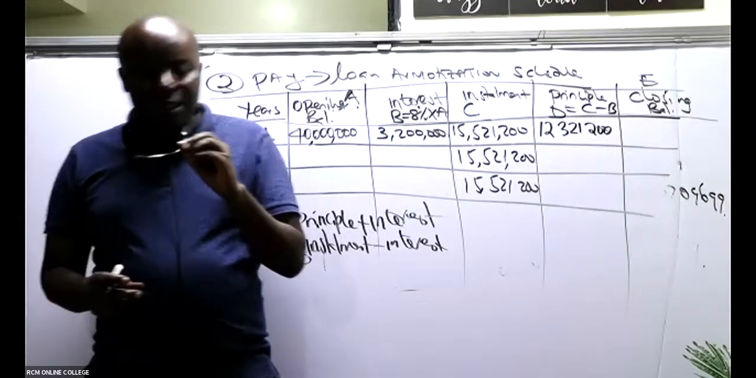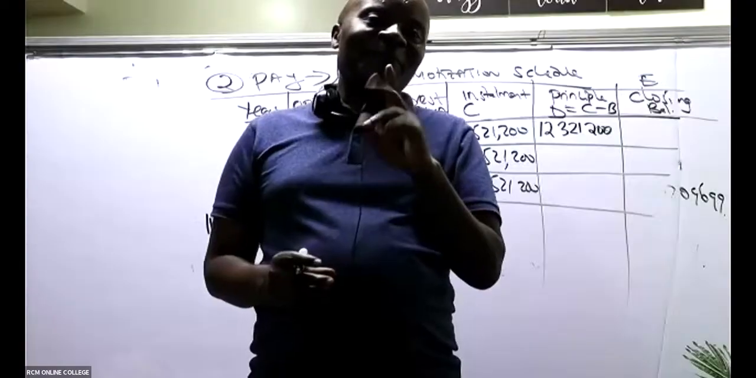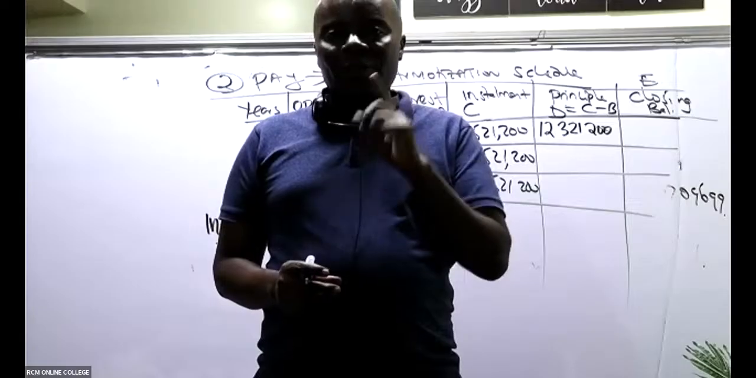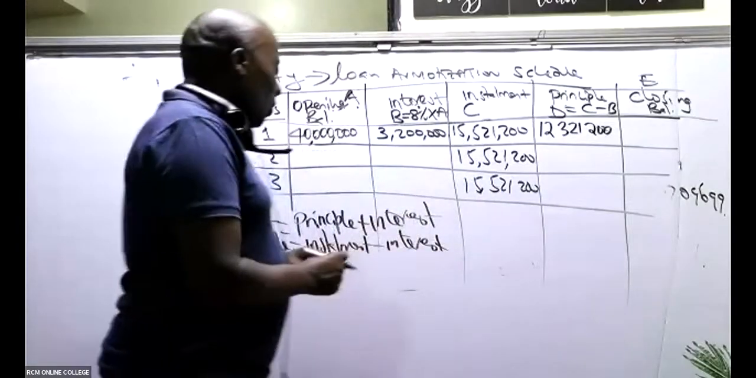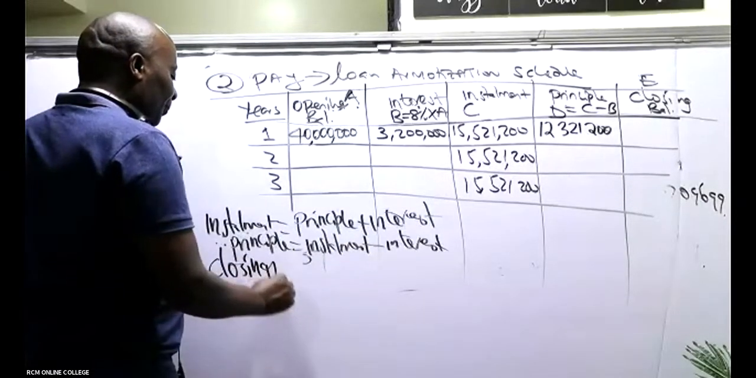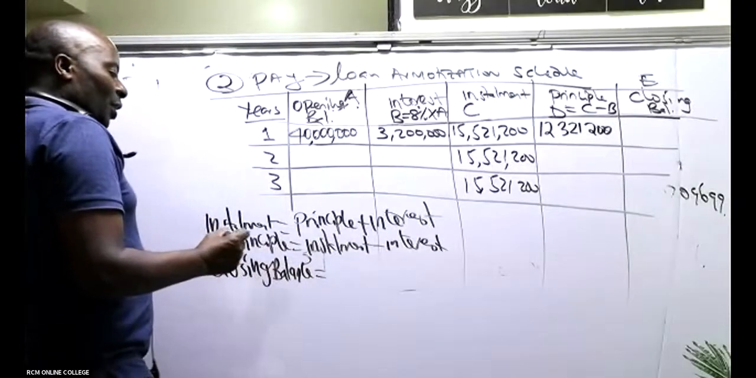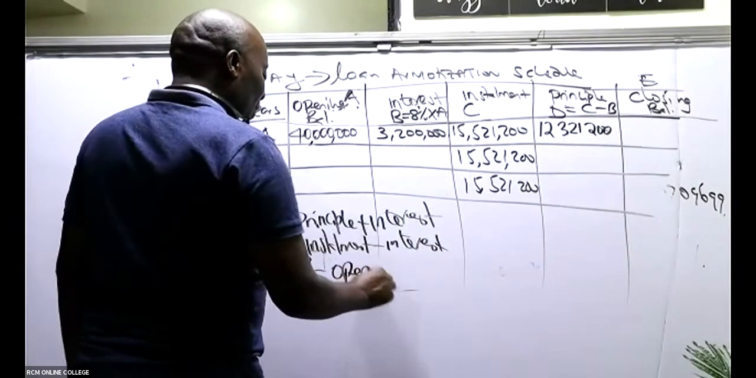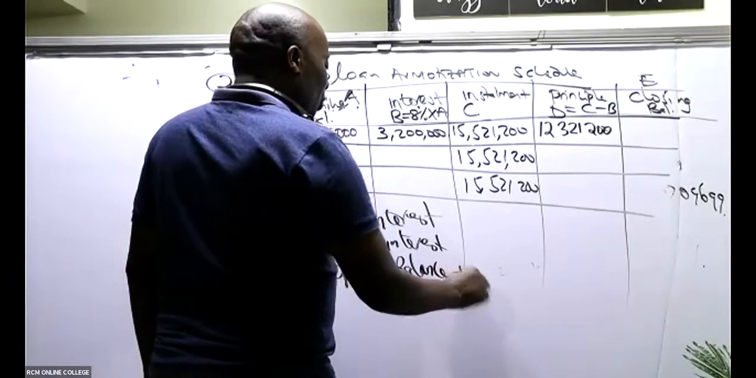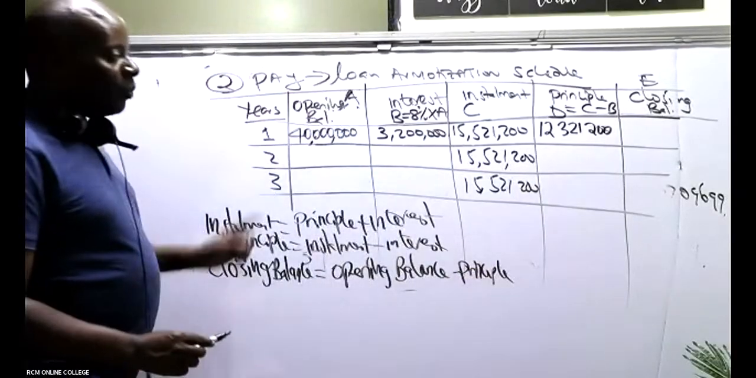Yeah, great. So in this case, remember, your balance can only be reduced by the principal payments, nothing else. So in short, for us to be able to get the closing balance, we shall take the opening balance and subtract the principal. So you take the opening balance minus the principal.